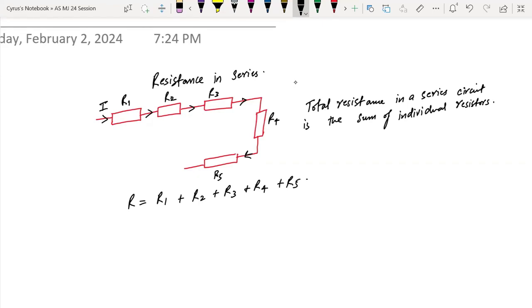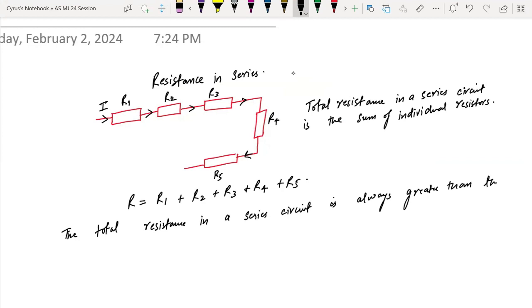Okay? The total resistance in a series circuit is always greater than the largest of individual resistors. मतलब जो सबसे बड़ा resistor होगा, largest of individual resistors. इसका मतलब ये है कि जो सबसे बड़ा resistor होगा ना, जैसे ये सारे resistors हैं, इसमें से सबसे बड़ा एक 500 ओम का resistor है, तो total resistance हमेशा उससे बड़ा ही होगा क्योंकि आप चीजों को add कर रहे हैं.